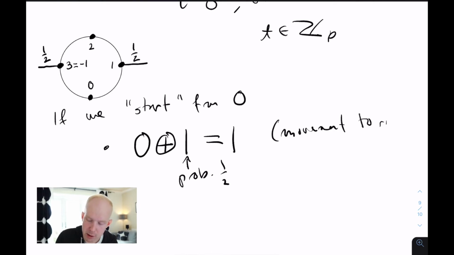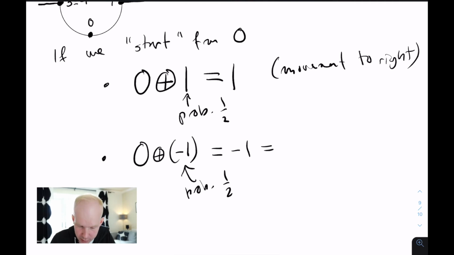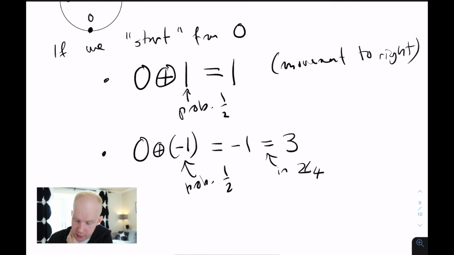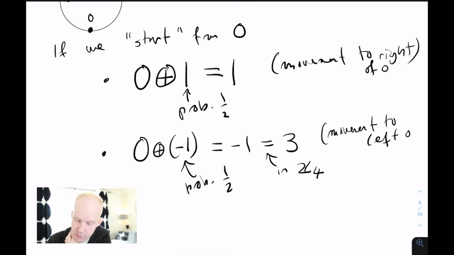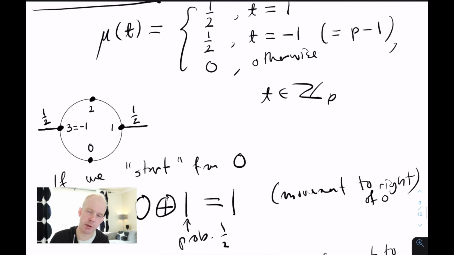This is the movement to the right. And if we start from 0 and move to the left, I could put this as minus 1, so you're going to the left with probability half, and you end up at the point minus 1, which is in the group Z4, if you look at this, with probability half. So this is a movement to the left, and this is of 0. So if you start the process from 0 and start to move, you choose these events with probability half, making choices of where to move according to this probability distribution mu.